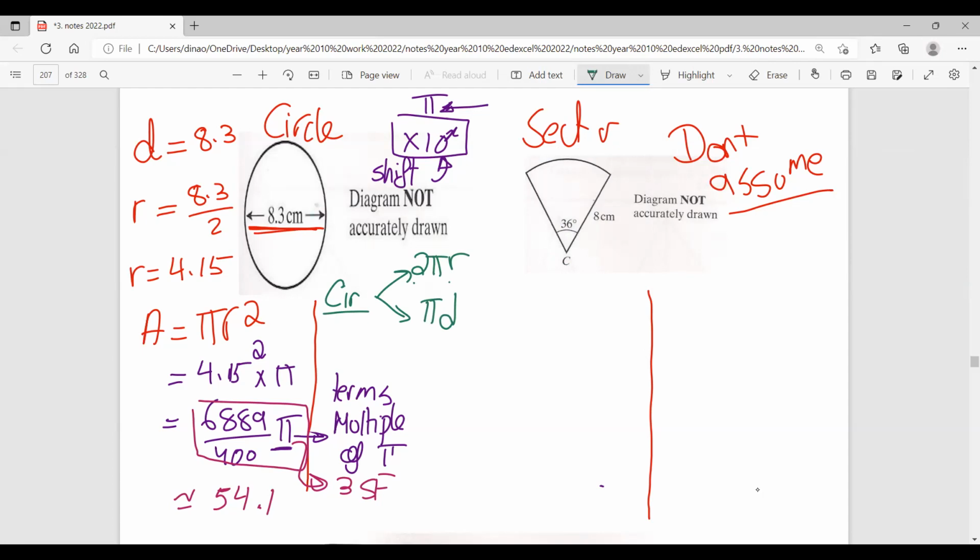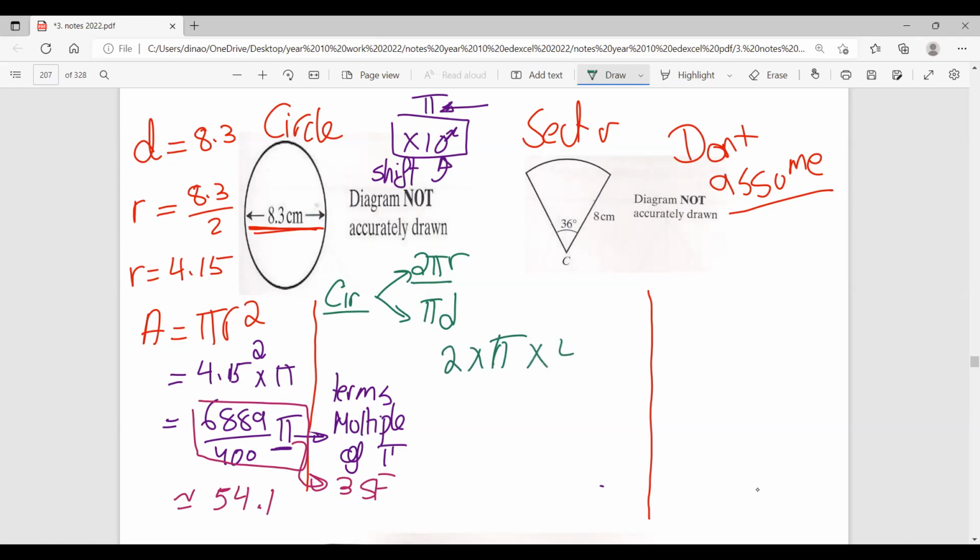Now, when do I use 2 pi r? Logically, when the radius is given. When do I use pi d? When the diameter is given. But you are free. If someone feels more comfortable finding the radius first and then using 2 pi r, it's totally correct. So 2 times pi times 4.15.